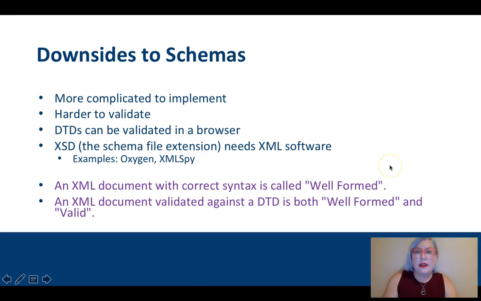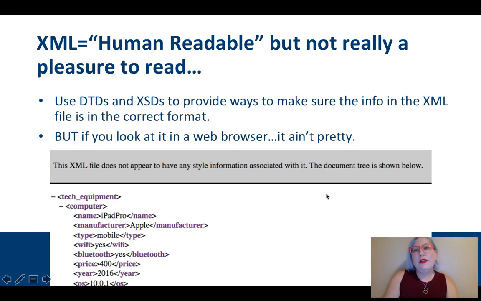And just a fun little lingo thing for you: an XML document that has correct syntax is called well-formed, which I think I mentioned a few slides ago. If it's validated against a document type definition, it's considered both well-formed and valid. The other thing I want to point out here is that both document type definitions and XML schema definitions are used to make sure that the information that we have in our XML file is in the correct format, right? That it's adhering to those rules that we have established.